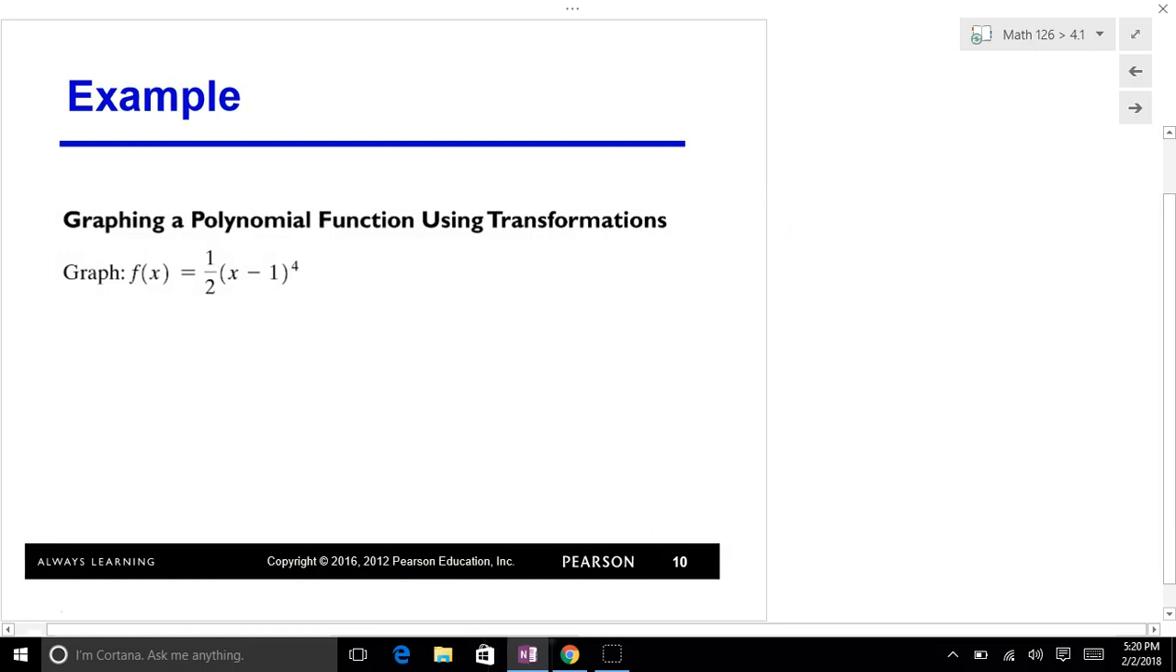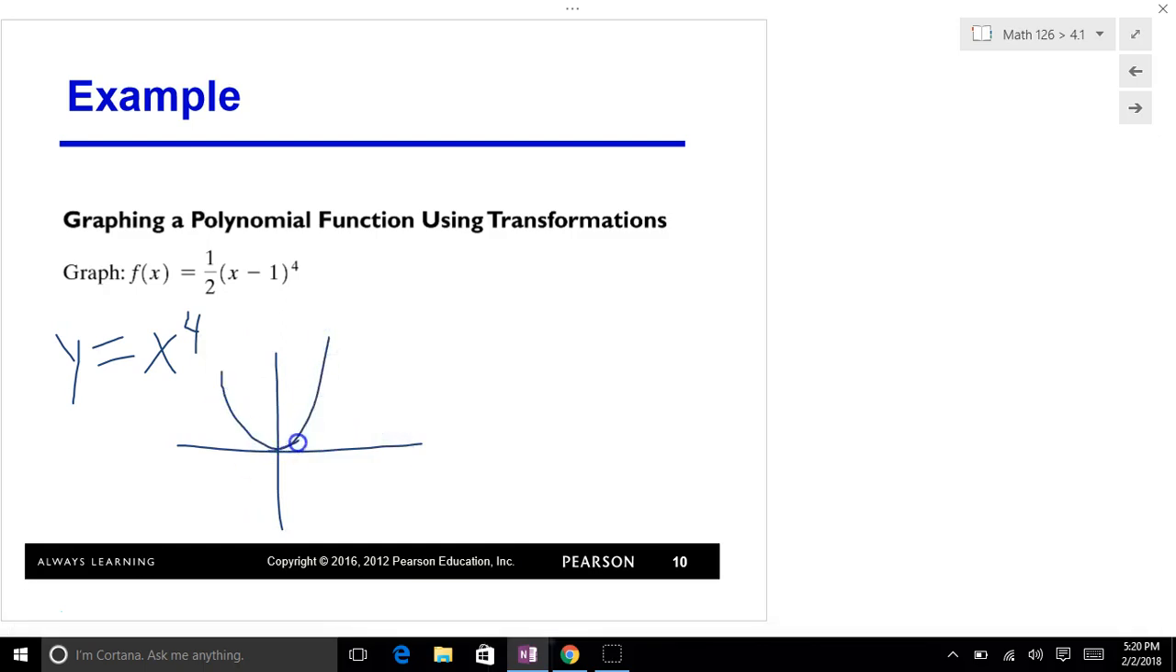Okay. So if you're thinking about this one right here, you've got 1/2 (x minus 1) to the fourth. So this one looks a lot like x to the fourth, and x to the fourth is going to look a lot like x squared. Again, it just kind of starts off a little slower, then it increases a little more rapidly. So there's your x to the fourth.